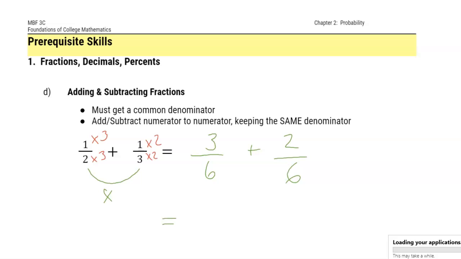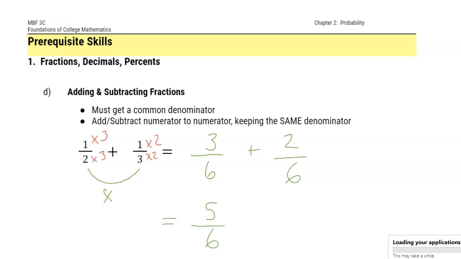Because what this is actually saying is I want to know if I have 3 pieces out of 6, and then I add 2 pieces out of 6. How many pieces out of 6 do I have, right? Well, I'm going to have 3 plus 2 pieces out of 6, so 5 out of 6. And I'm done. So let's take a look at another problem, and I'd like you to give it a try on your own, and then what we can do is take it up together.